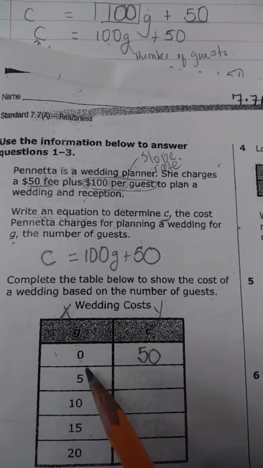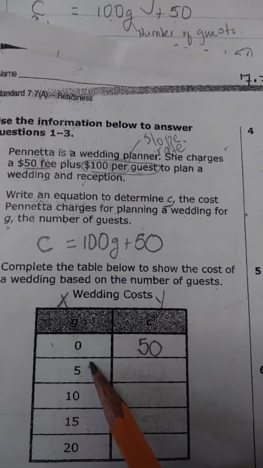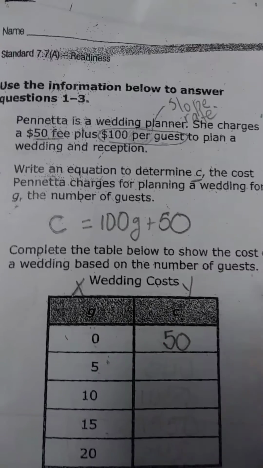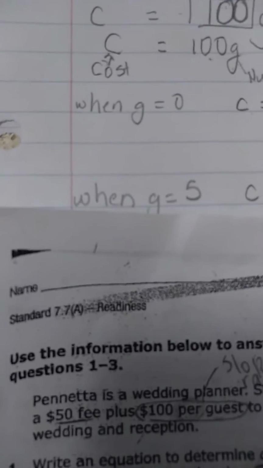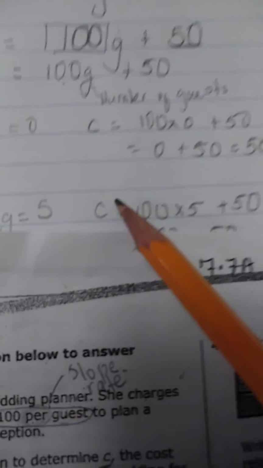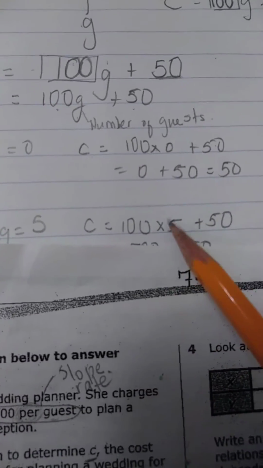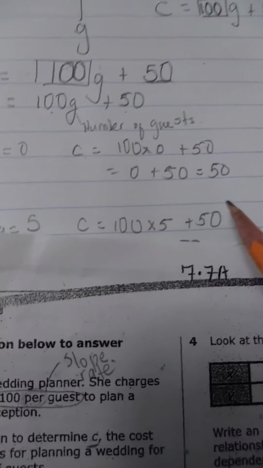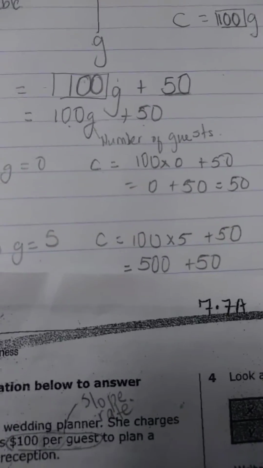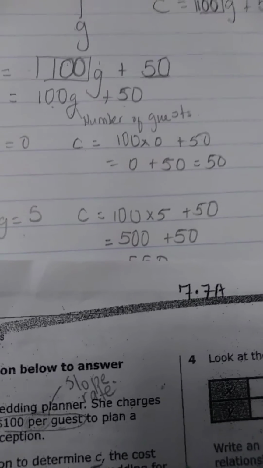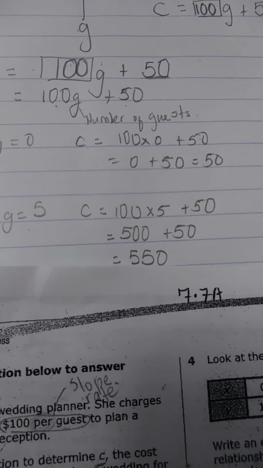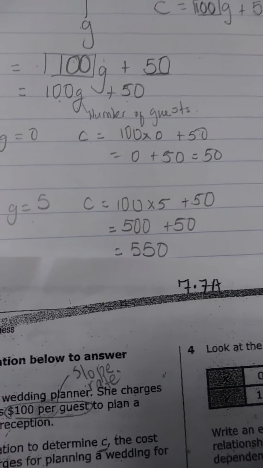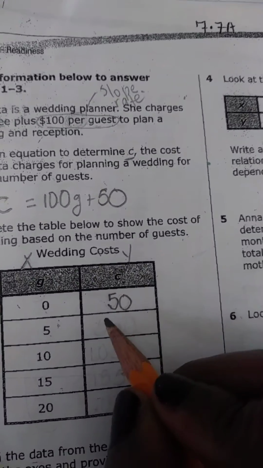When g is equal to 5, when the number of guests is 5, then let's see, we'll substitute into the equation. So we have, when g is 5, c is equal to 100 times 5, based on that equation, plus 50. So 100 times 5 is 500 plus 50. You guys take this down, please. And it's going to be 550. So I include that number over there.